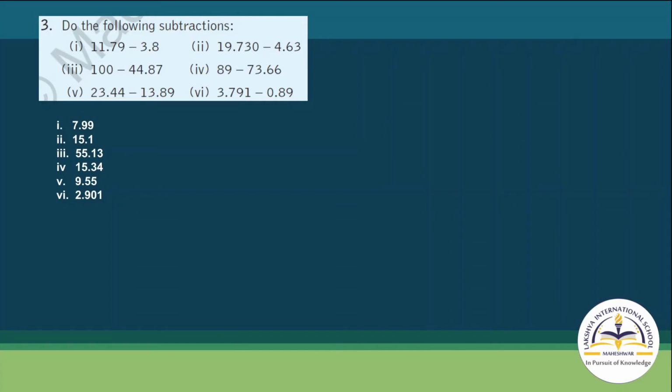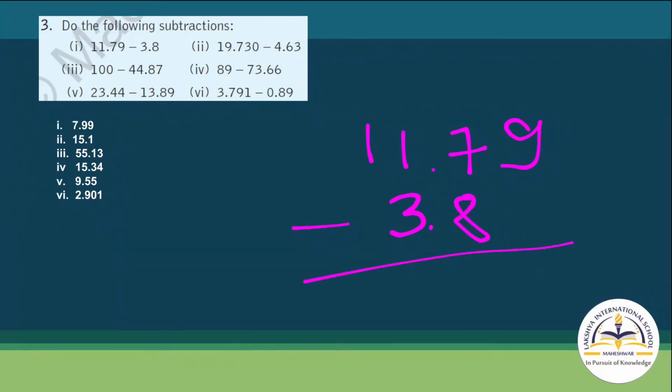Question number 3, do the following subtraction. Now here you have to subtract them. Okay, in the same manner. How can you subtract them? 11.79 minus 3.8. Okay, now in this manner you have to subtract them. Okay, then you will get your answer.